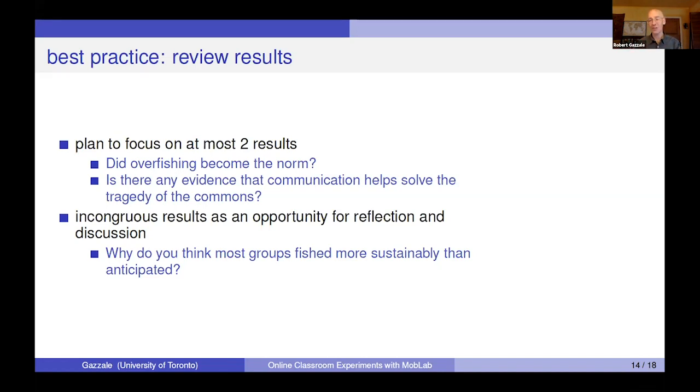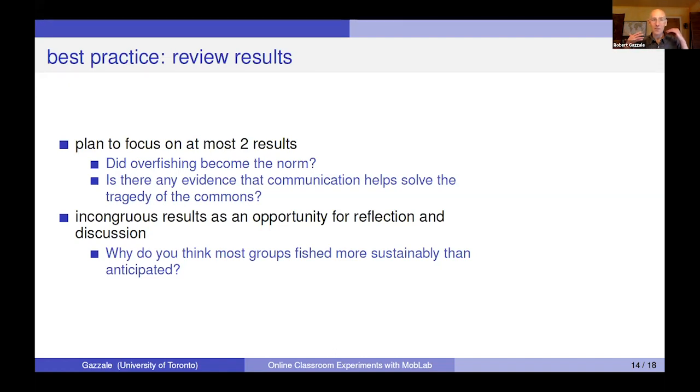And as luck would have it, in the first round we saw a lot of overfishing. When I run this with students, I usually do 2 rounds. And in the second round, pretty much all groups are overfishing almost immediately. So that was result number 1. Result number 2 is I wanted to see whether communication can help solve the tragedy of the commons. And that was the second result that I highlighted.